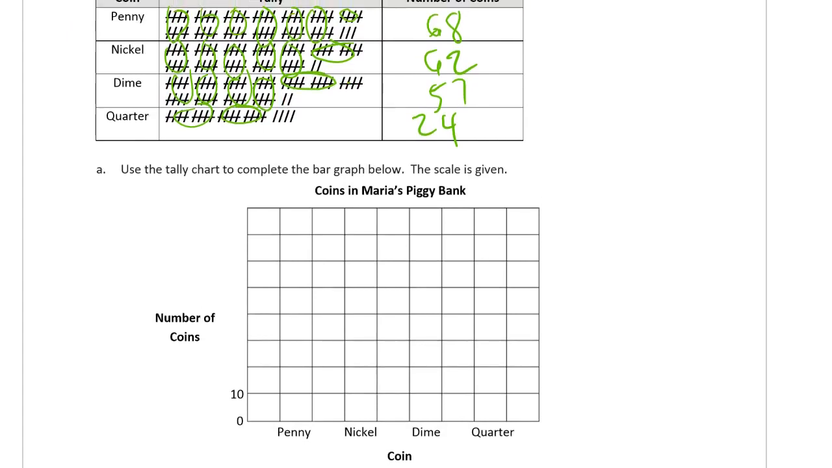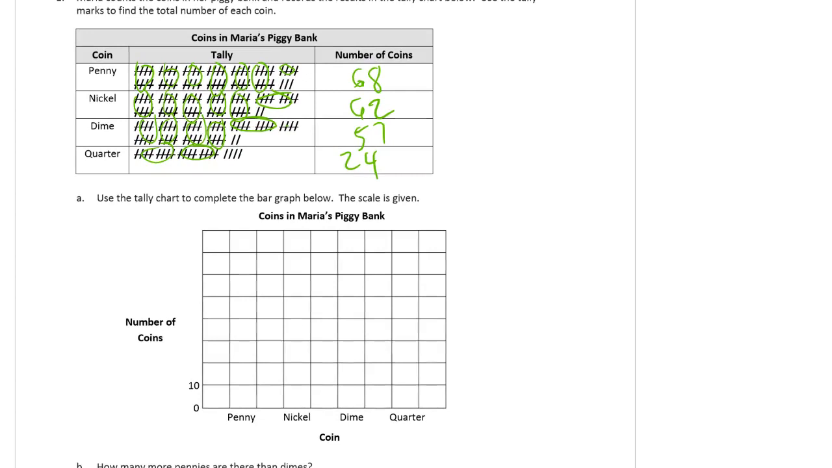Use the tally chart to complete the bar graph below. The scale is given. One tip about making these bar graphs before you get going, I'm going to switch my marker to make it easier to color just for a second here. Keep in mind that the columns, technically I guess this is a column chart, the columns are going to have to go right above where the category names are, and the columns should not touch each other. There should be an empty column in between the ones that you color in for the graph. So we don't want them next to each other. It makes it harder to read. That's the mistake most often made by third graders when they're coloring in bar charts, column charts like this.